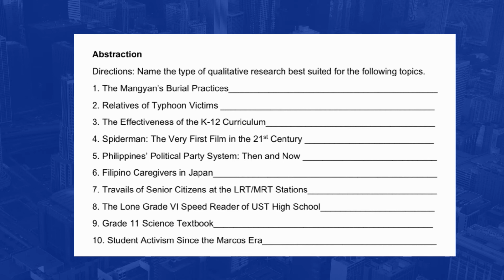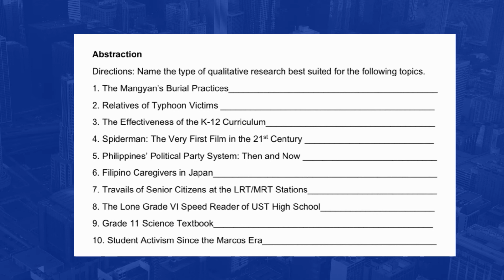Number 6, Filipino caregivers in Japan is an example of phenomenological study. Why? Because it most probably interviews people or Filipino caregivers about the challenges, how they got into Japan, and how they're working with the Japanese people. Number 7, travails of senior citizens at the LRT or MRT stations is an example of a grounded theory. So this is something that you have to support. You have to prove because this is a theory.